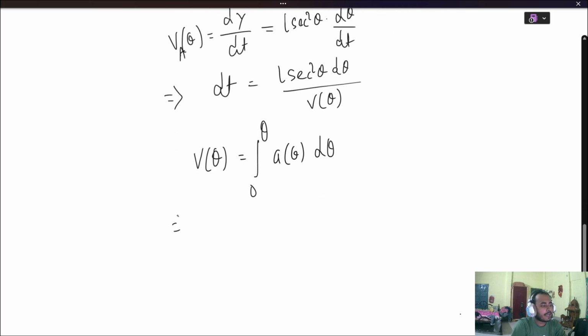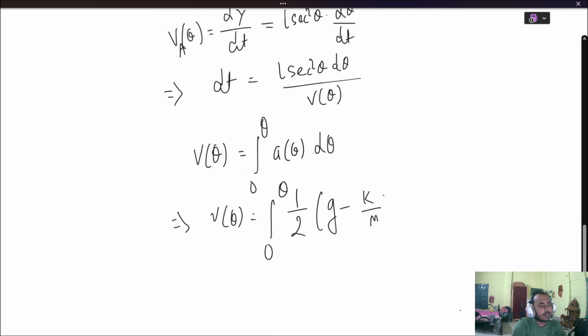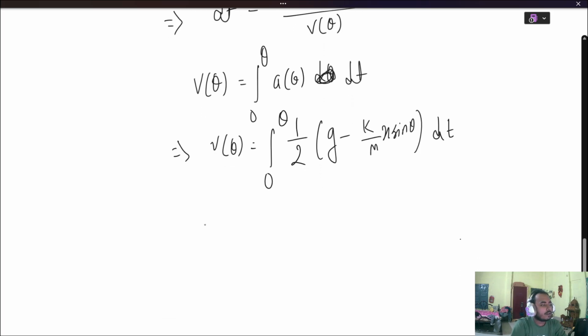Now, let us put back the value of a theta here. So v theta should be equal to the integral from 0 to theta. The value of a theta was, I think, half whole into g minus k by m, and let's see, kx by m sine theta. Okay, k by m into x sine theta. So this was essentially the value, and there would be dt. Sorry, this should be dt, right? Because a theta dt is what we are trying to do now.